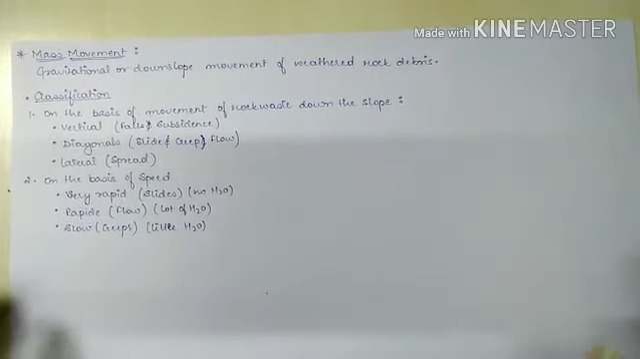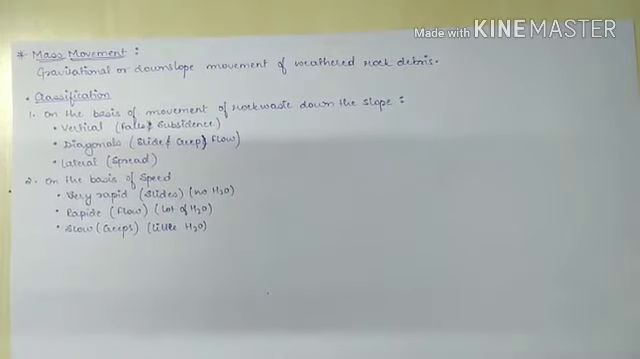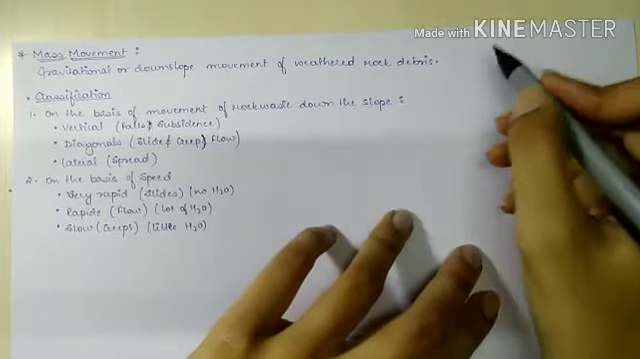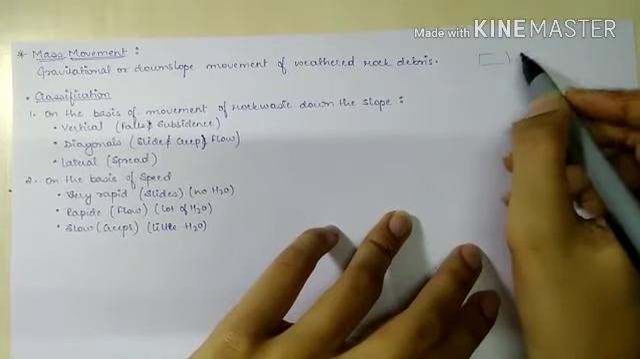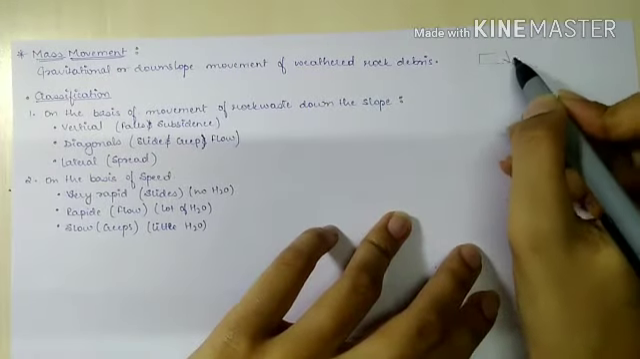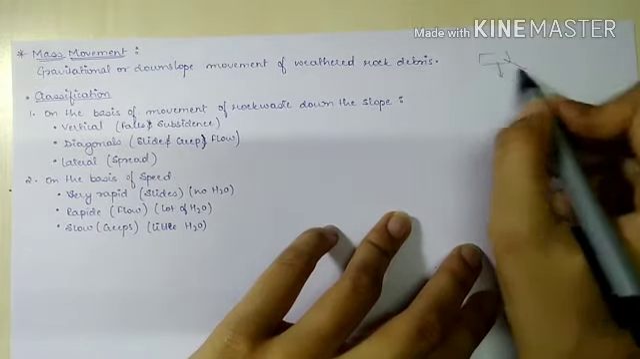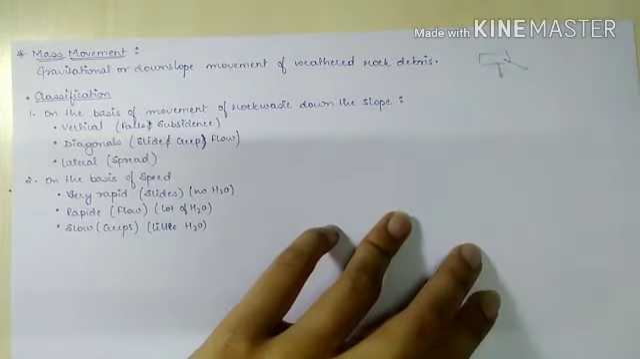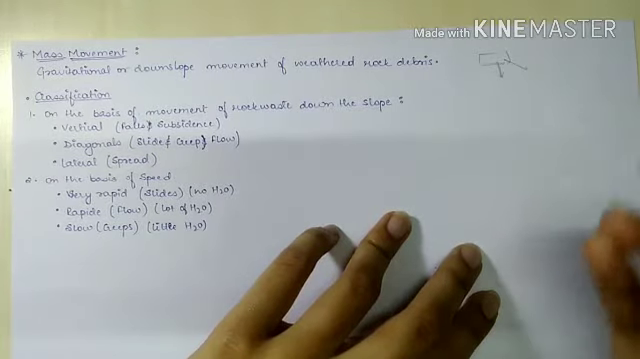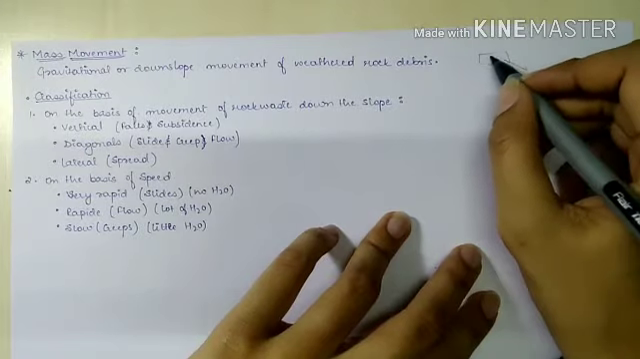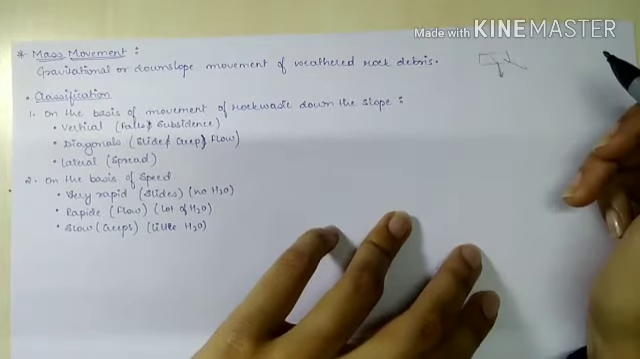Now, mass movement. Mass movement can simply be defined as gravitational or downslope movement of weathered rock debris. So this is a rock, and this moves downward due to gravity and slope. This type of movement of weathered rock debris is known as mass movement.